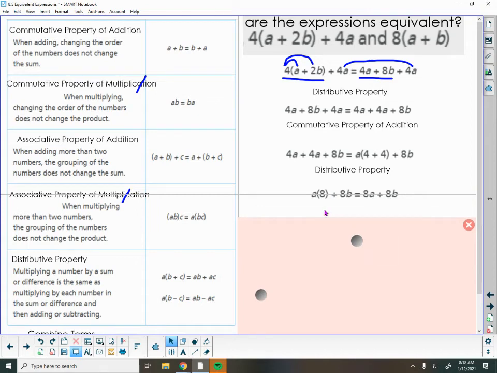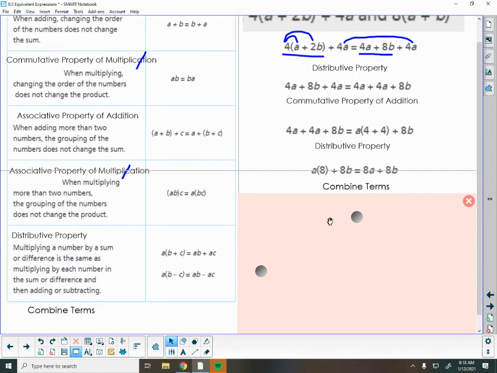So now we have 8 A's plus 8 B's. It looks like they combined the 4 and 4. So we combined our 4 and 4 to make 8. And so now we have 8 A's plus 8 B's.